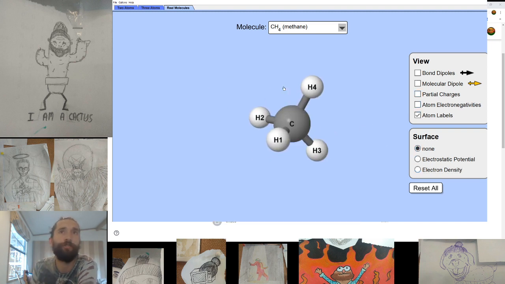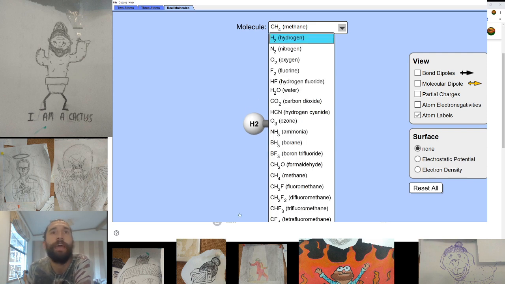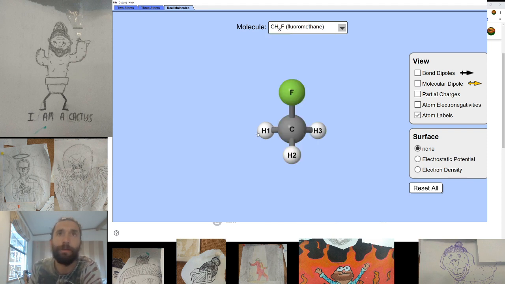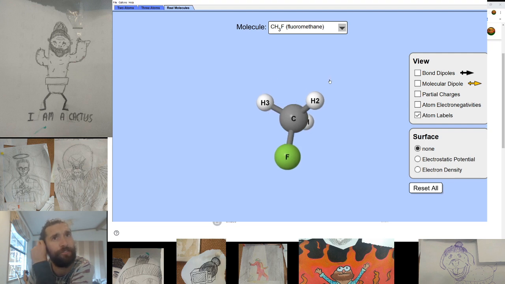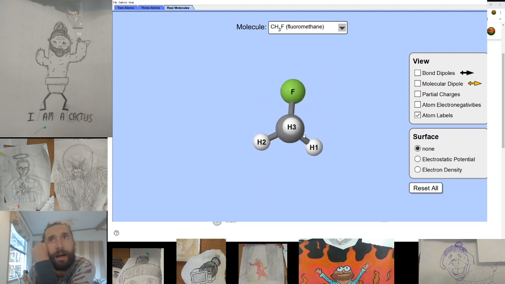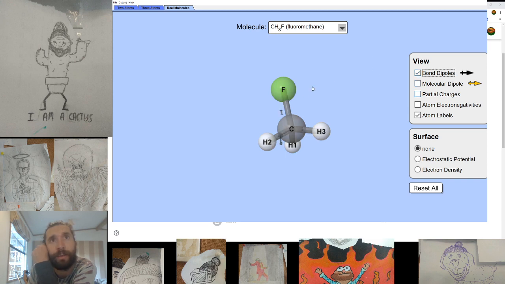So because CH4's polar bonds cancel each other out, it is non-polar. However, if instead of CH4 we had fluoromethane, where I replace one of the hydrogens with fluorine, if we look at the bond dipoles, we're going to have dipoles again.